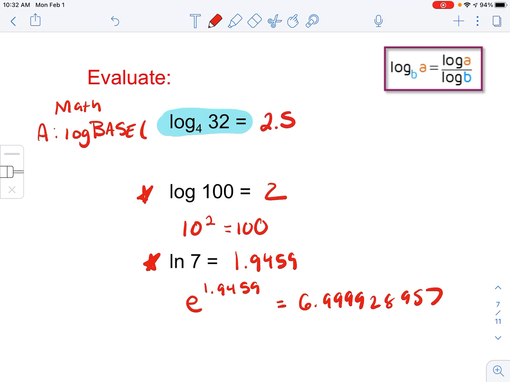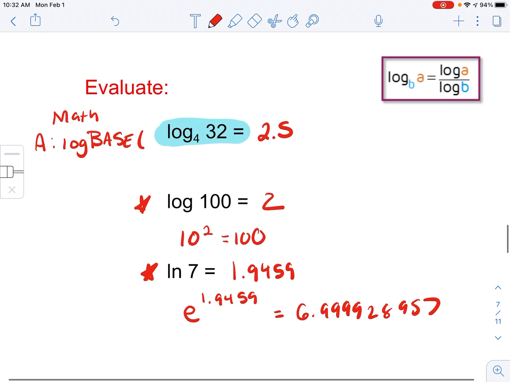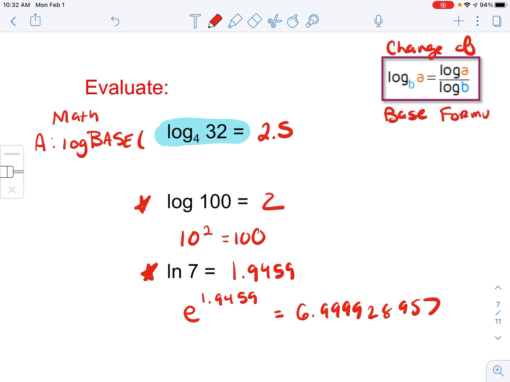Now, if your calculator doesn't have log base, what you're going to have to use is something called the change of base formula, which is right up here in the corner. If you do not have that button on your calculator, and you're trying to find a log with a different base, you can use the regular log base 10 button by filling in this formula: log base b of a. Let's use it for this one. b is equal to 4, and a is equal to 32.